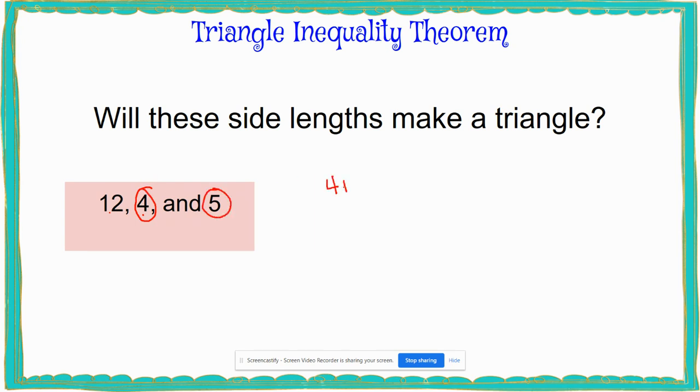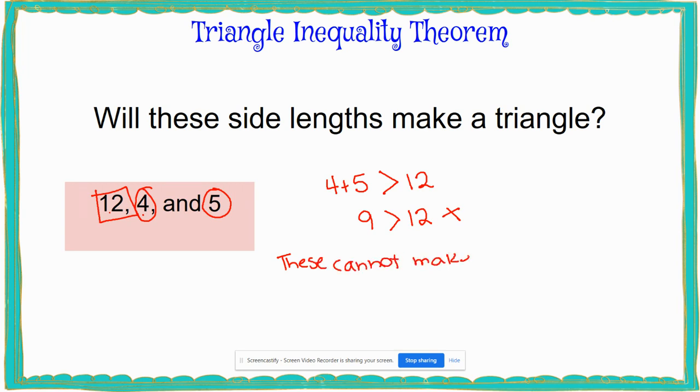So I'm going to say 4 plus 5 because it's the sum of the sides, and that should be greater than the longest side, and the longest side here is 12. Well, 4 plus 5 is 9. So if this makes a triangle, then 9 has to be greater than 12. But we know that 9 is not greater than 12. So these 3 side lengths do not make a triangle.